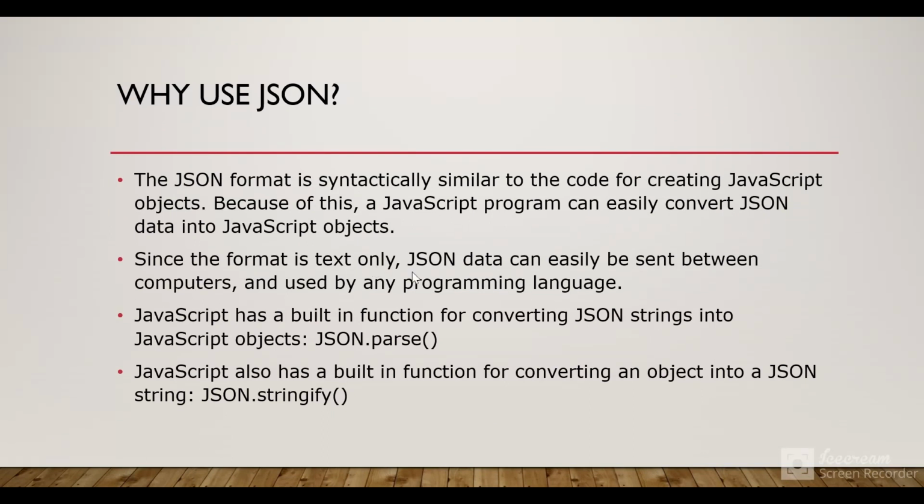Since the format is text only, JSON data can easily be sent between computers and used by any programming language. So every programming language will have its own implementation of an object, or in Apex we can say it is a map. Every programming language will provide methods for serialization and deserialization. Similarly, in JavaScript, we have JSON.parse for converting JSON strings into JavaScript objects. Then we have JSON.stringify for converting an object into a JSON string.